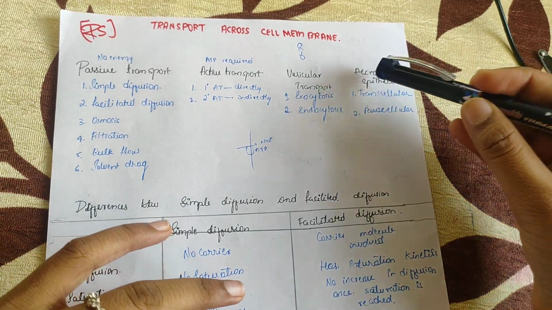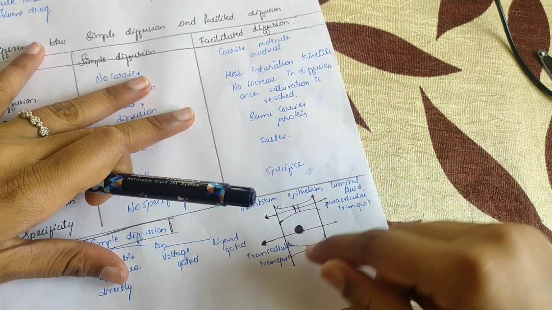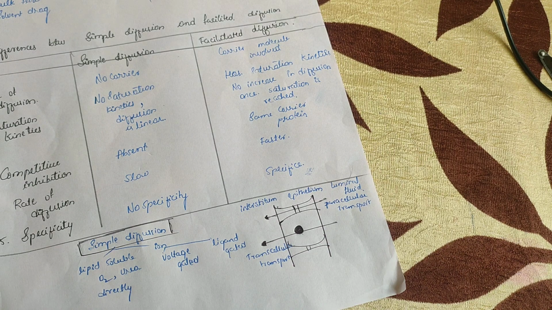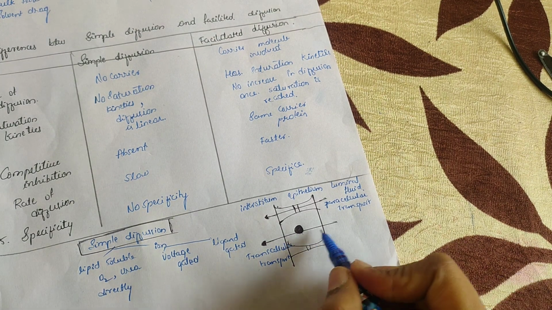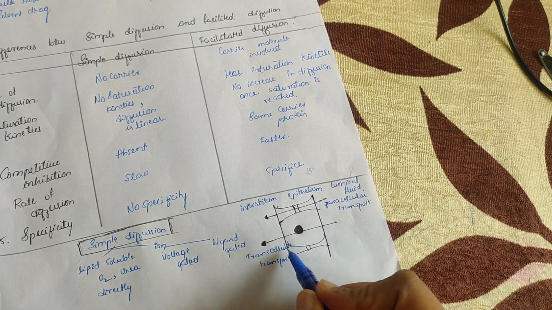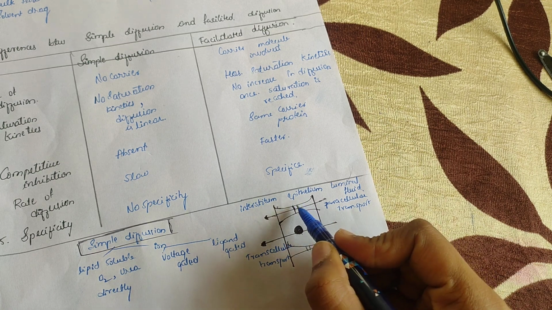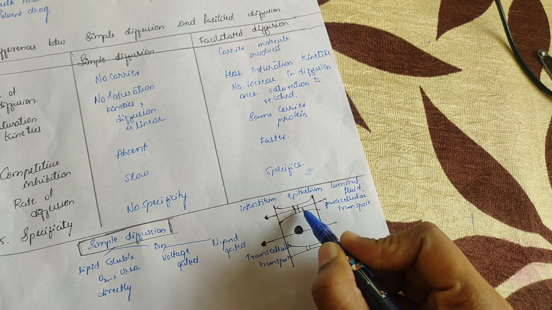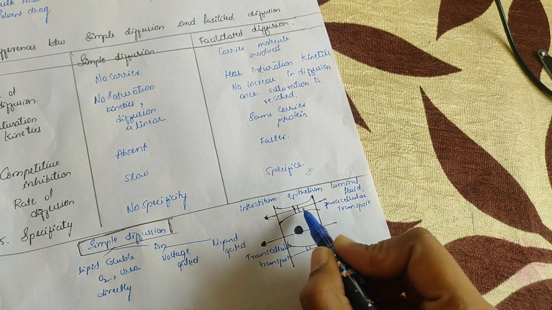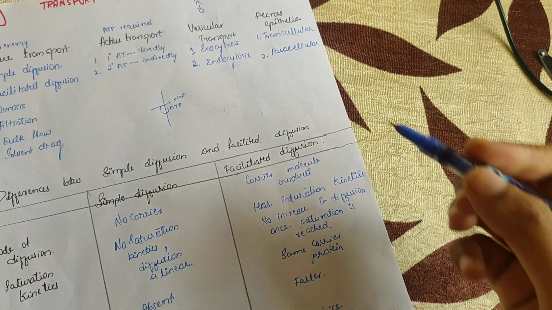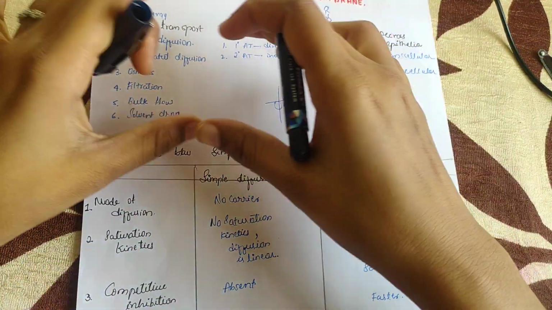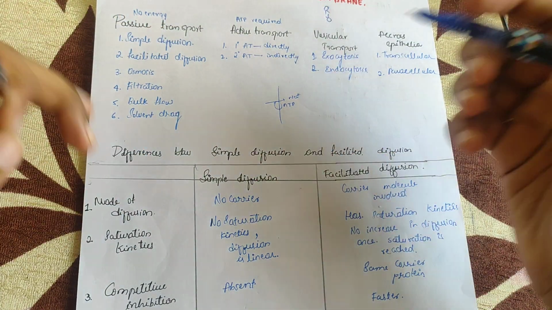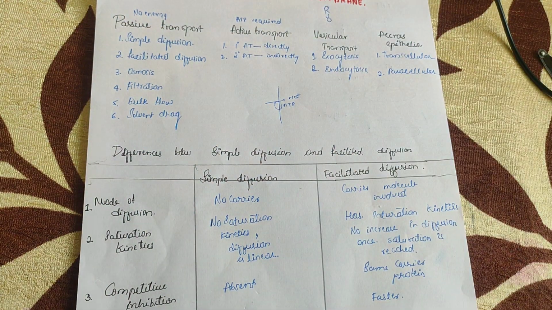And across the epithelia, if we take these epithelial cells, if they transport across these epithelial cells, we call it transcellular transport. If the transportation is in between the two epithelial cells, that is, in between the interstitial epithelial cells, we call it paracellular transport.